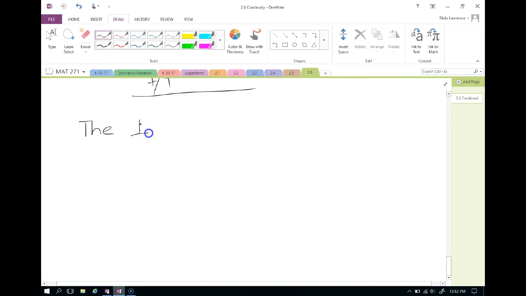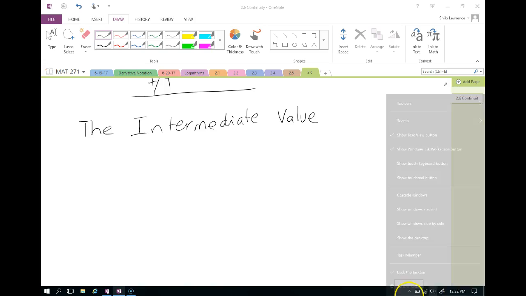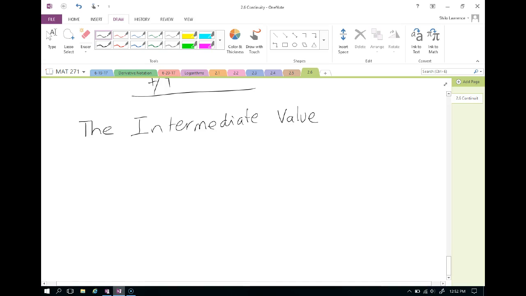The intermediate value theorem is just an existence theorem. It guarantees us that something in particular exists. It doesn't really tell us how to solve for something, but it's useful that it promises us that something in particular is always going to exist, and it's because of continuity.